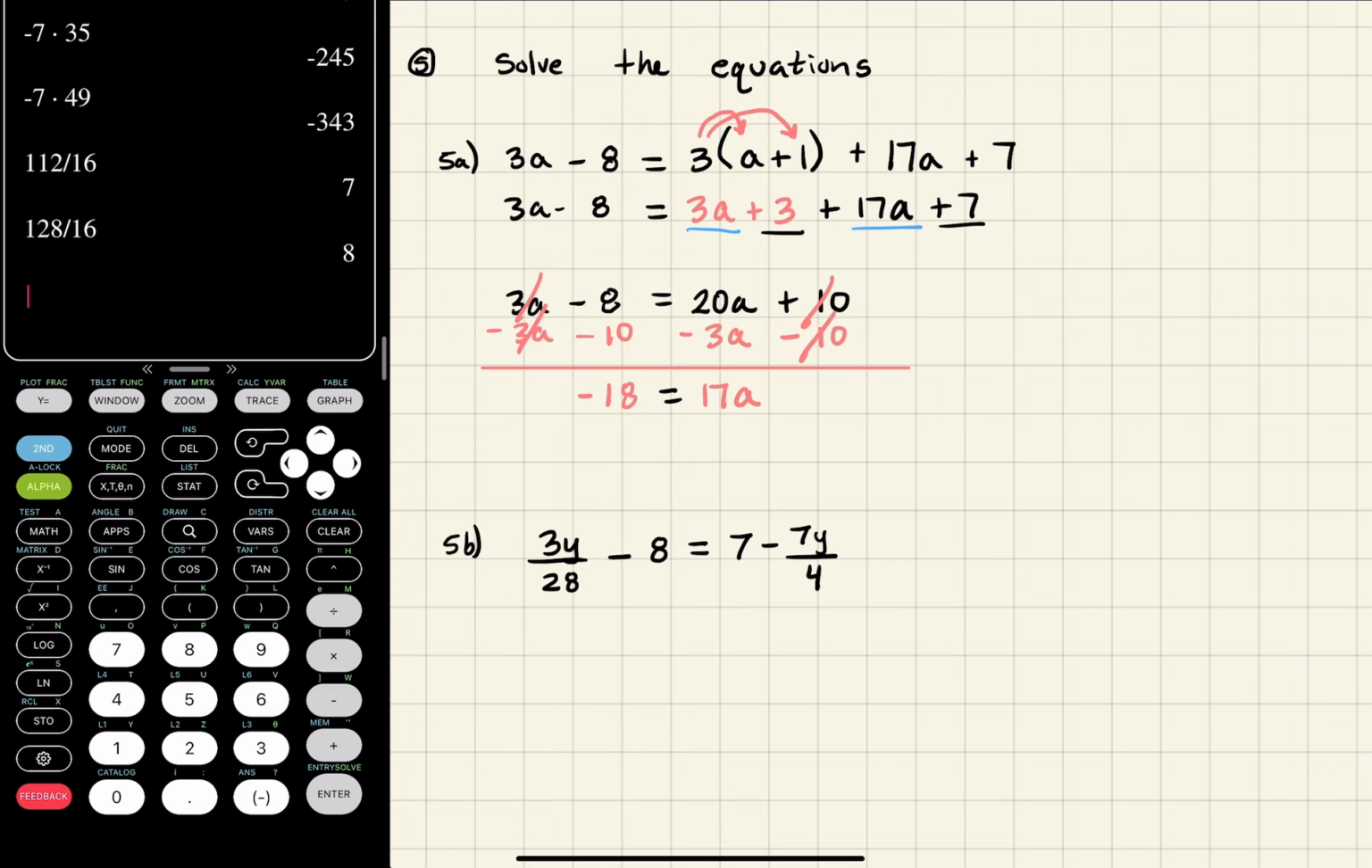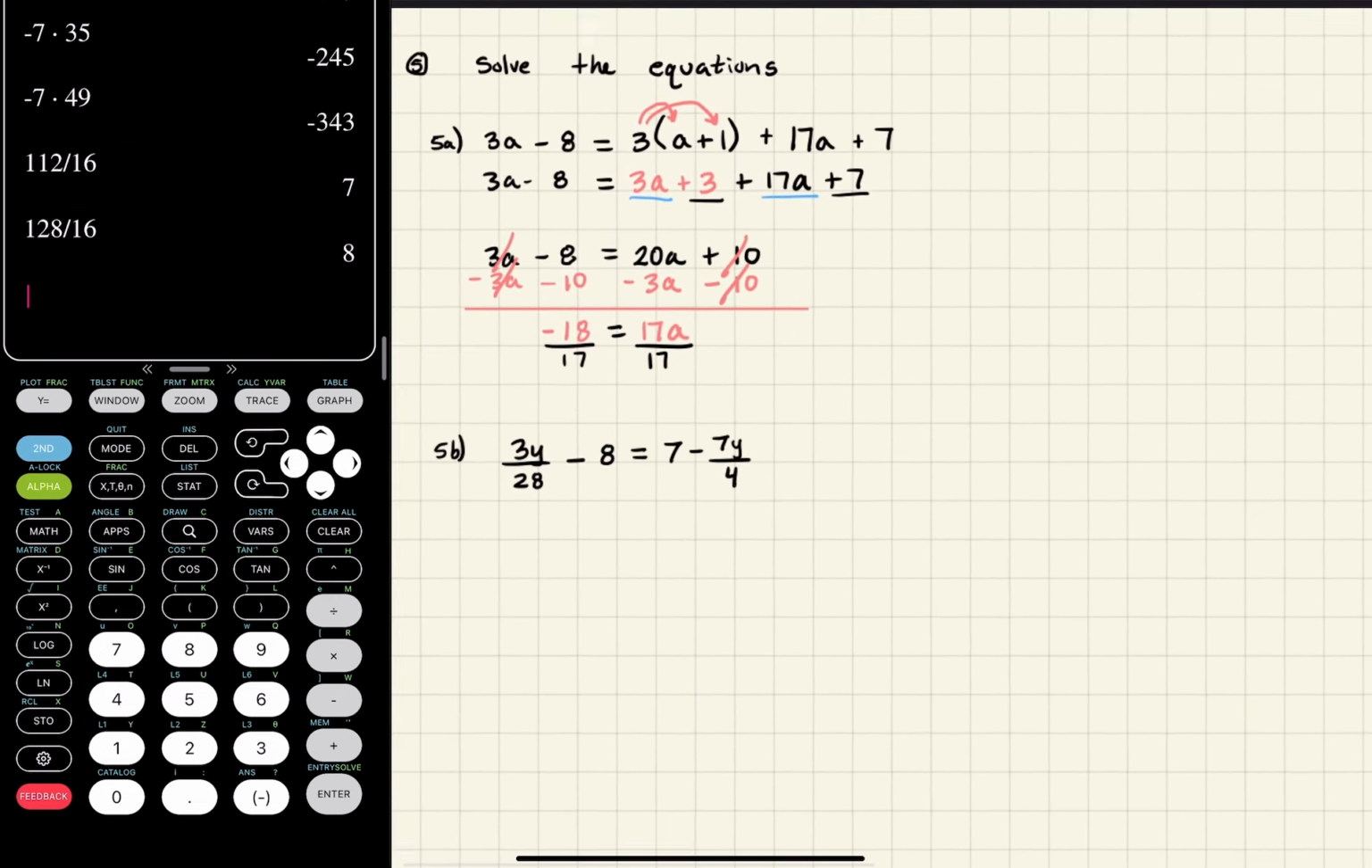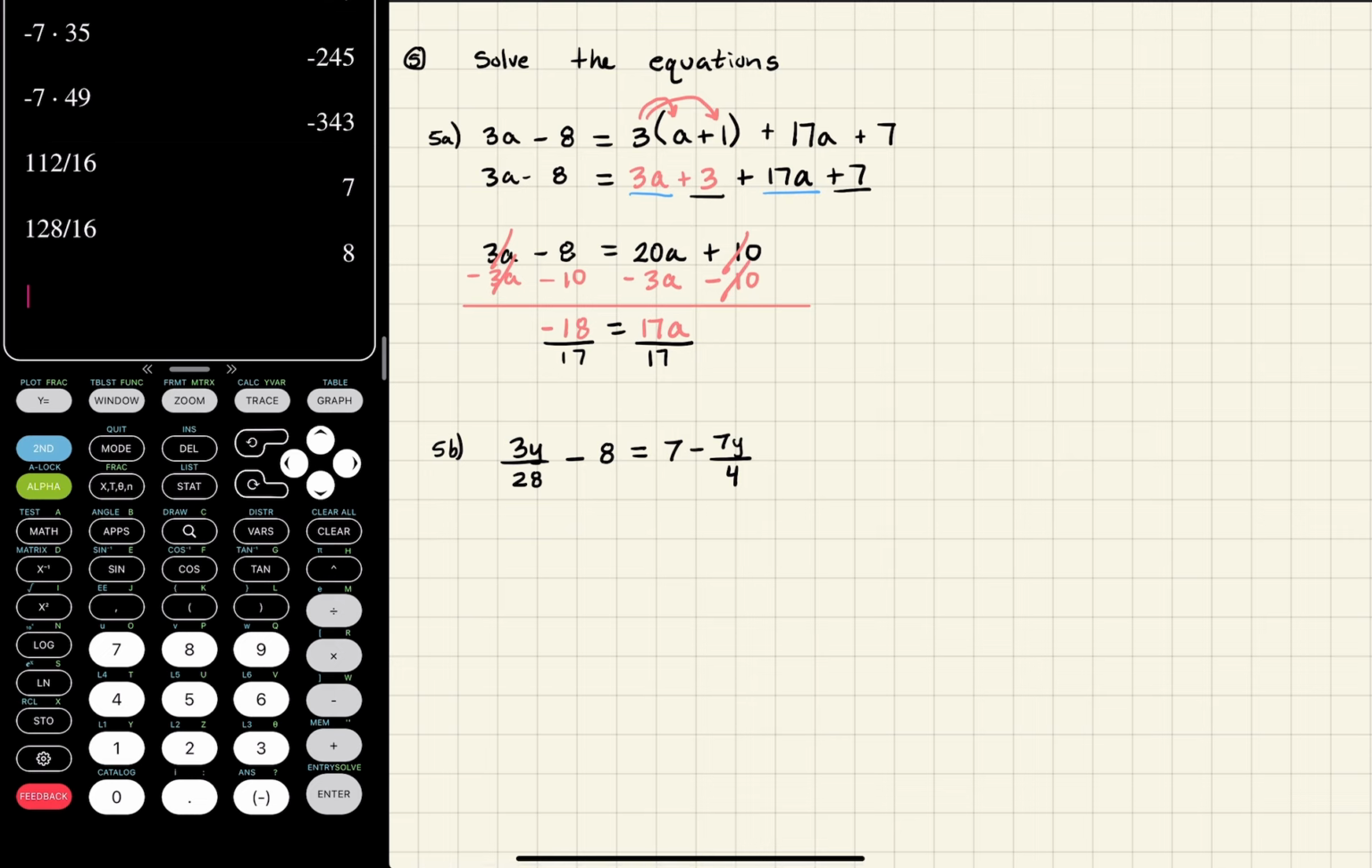And the final step to solve for a is dividing both sides by the number attached to a, and we will get a equals negative 18 over 17.